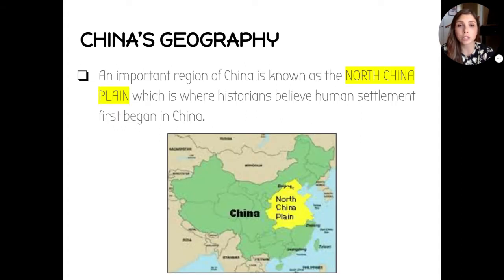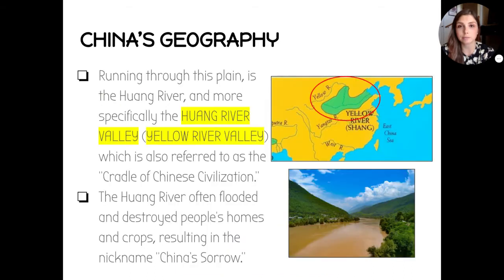An important region of China is known as the North China Plain. Remember that plain is a flat area of land, and this is where historians believe the human settlement first began in China. And down there on the map, that yellow colored area is where the North China Plain is located, and I want you to pay attention to what physical features surround the North China Plain and why this was a prime area for the first human settlement to begin in China.